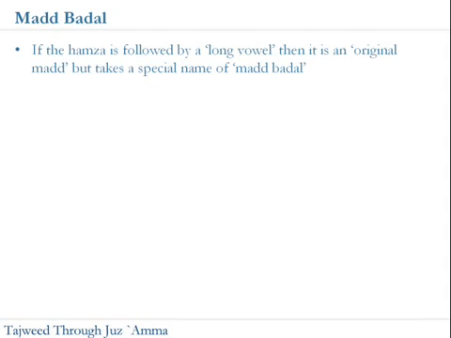Now another term we come across is called the mad badal, and this essentially is an original mad. It's the same rule, however it's a special terminology which is used for when you have a hamza followed by one of the long vowels. So essentially hamza with fatha followed by the alif, or hamza with kasra followed by the ya, or hamza with dhamma followed by the waw.